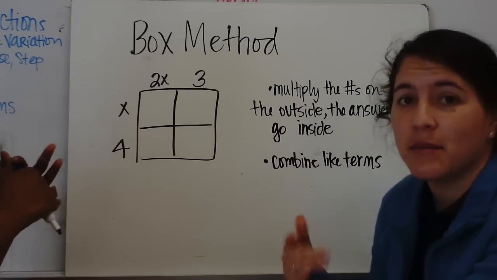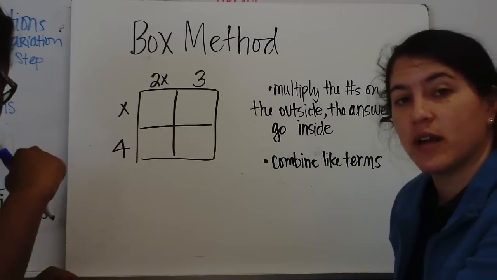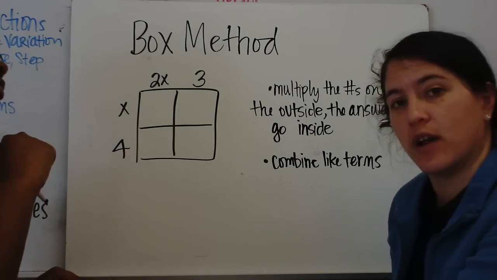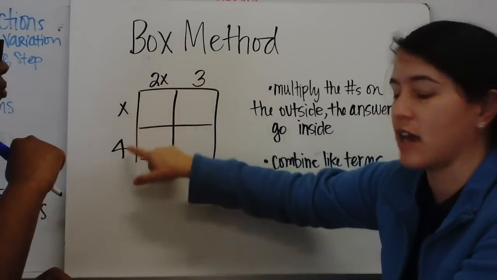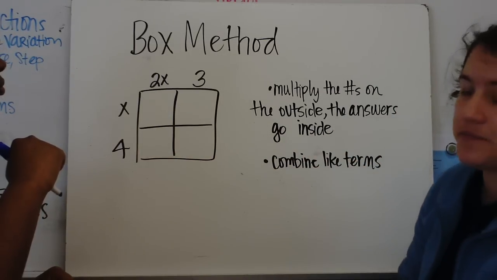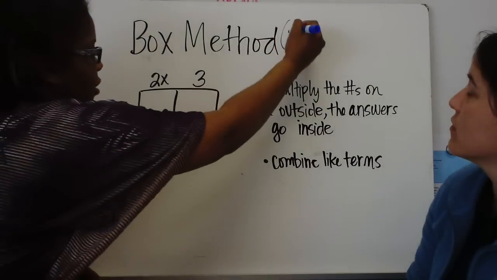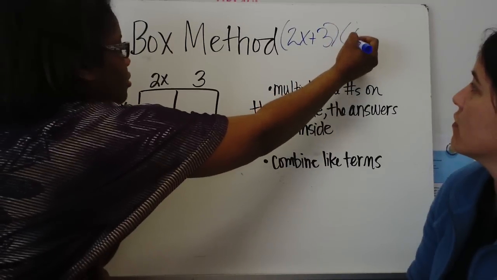So we're going to show you the same example using the box method. We know that our answer should be 2x squared plus 11x plus 12. So here's the same problem using the box method. We put our terms on the outside, and then the answers, when you multiply, go on the inside. Alright, so just as a reminder, this is what we're multiplying together.